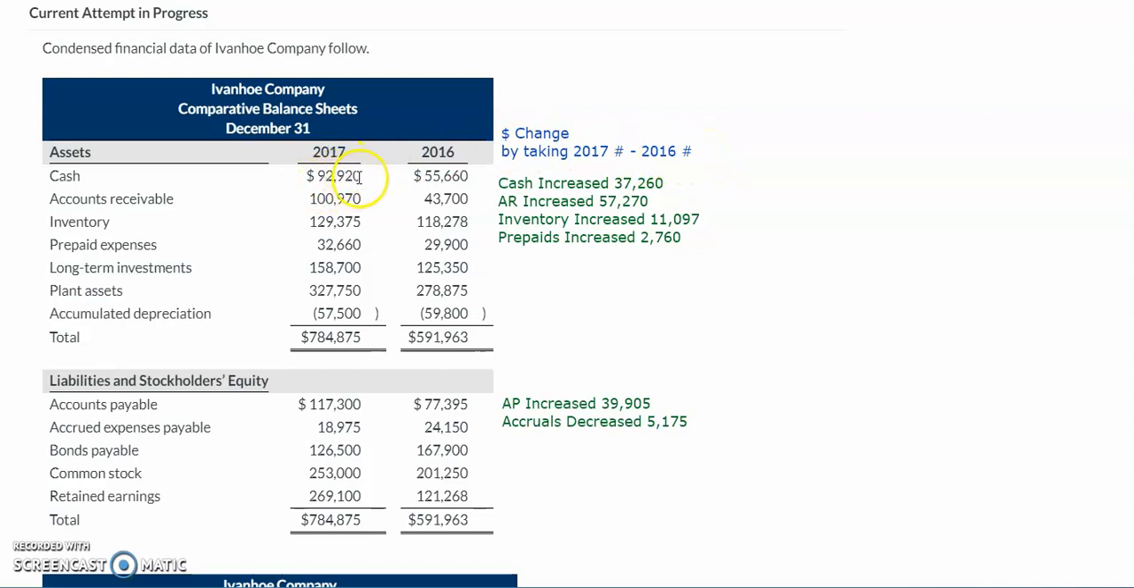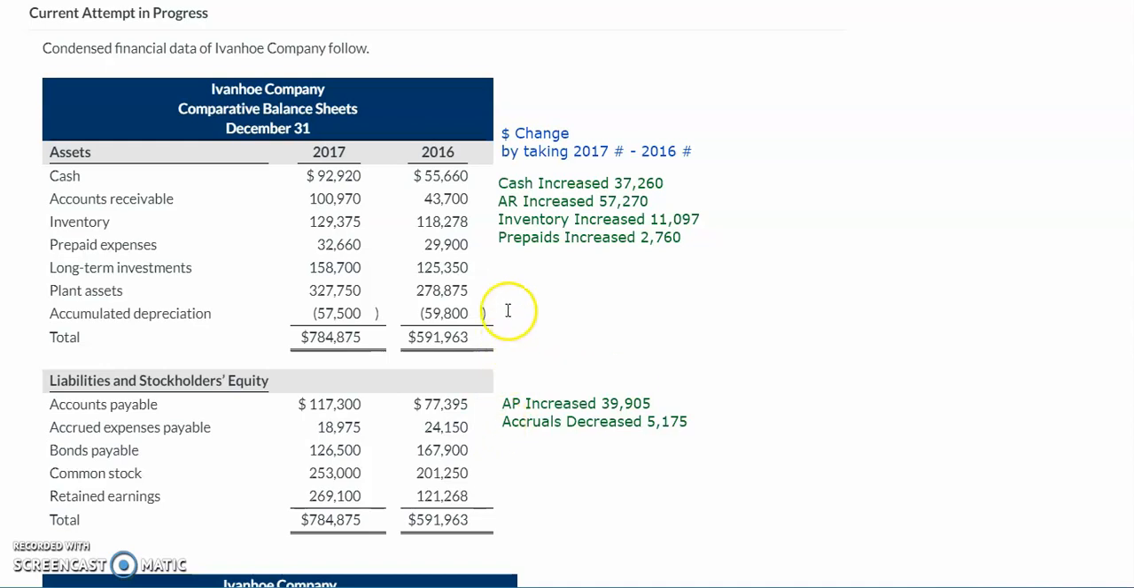Basically, you just take whatever number you have for 2017 minus the 2016 number, and we notice that our cash increased, accounts receivable increased, our inventory increased, and our prepaids increased. That just happens to be the case for this problem. Sometimes you'll have some of these increasing and some of these decreasing. We also have accounts payable increasing and accruals decreasing.